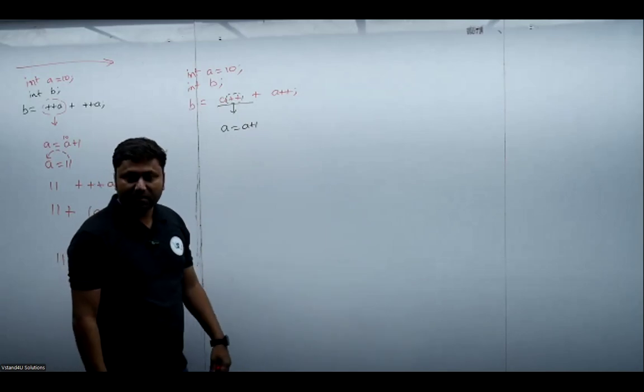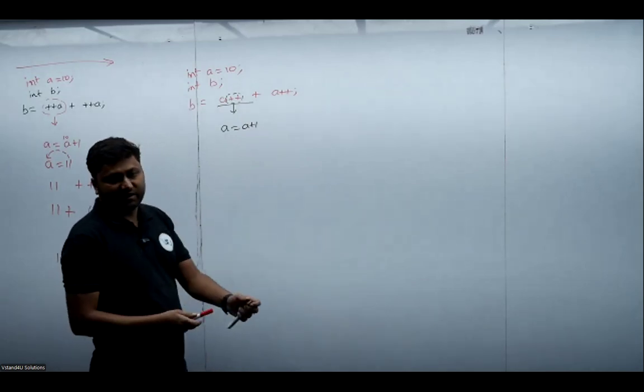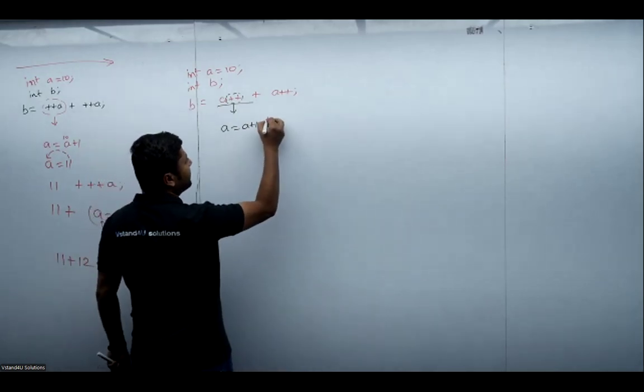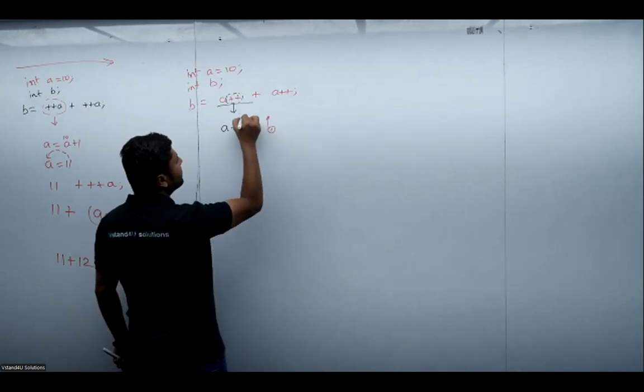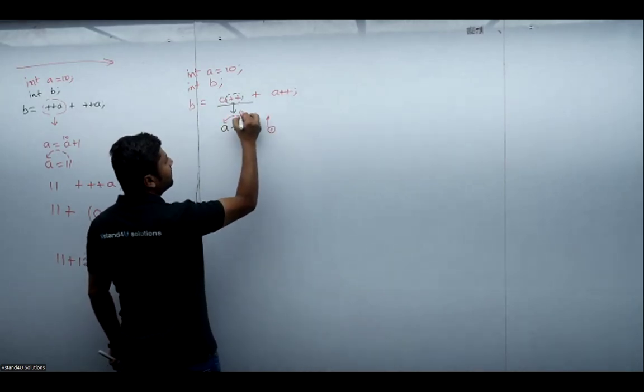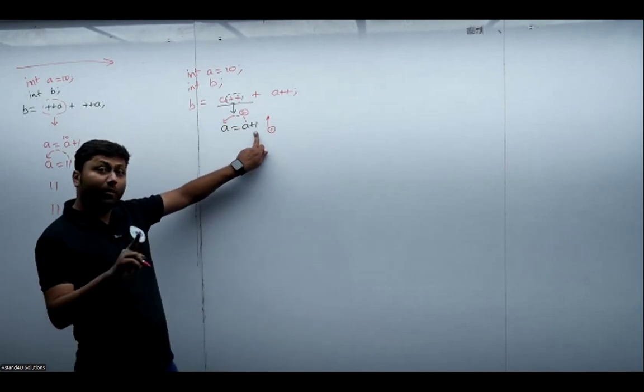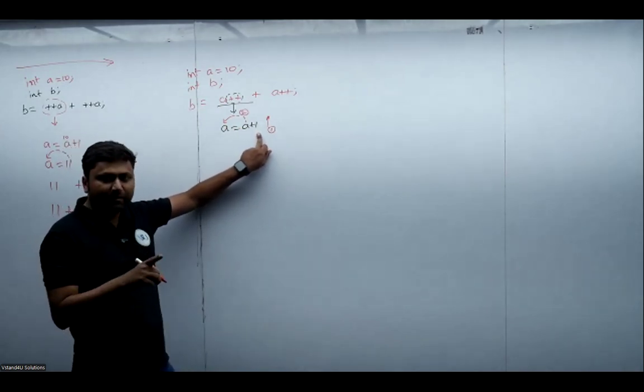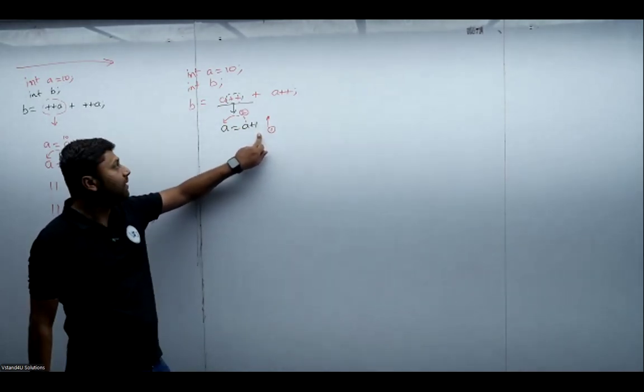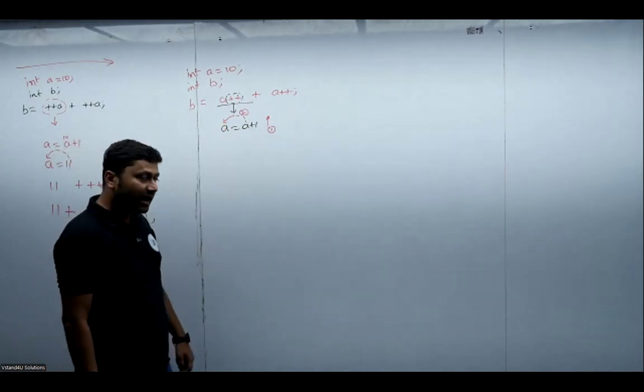Total how many activities are there? First activity is to increment. Second activity is to assign. And because of the post incrementation, incrementation will happen at the end. First should happen what? Assignment.